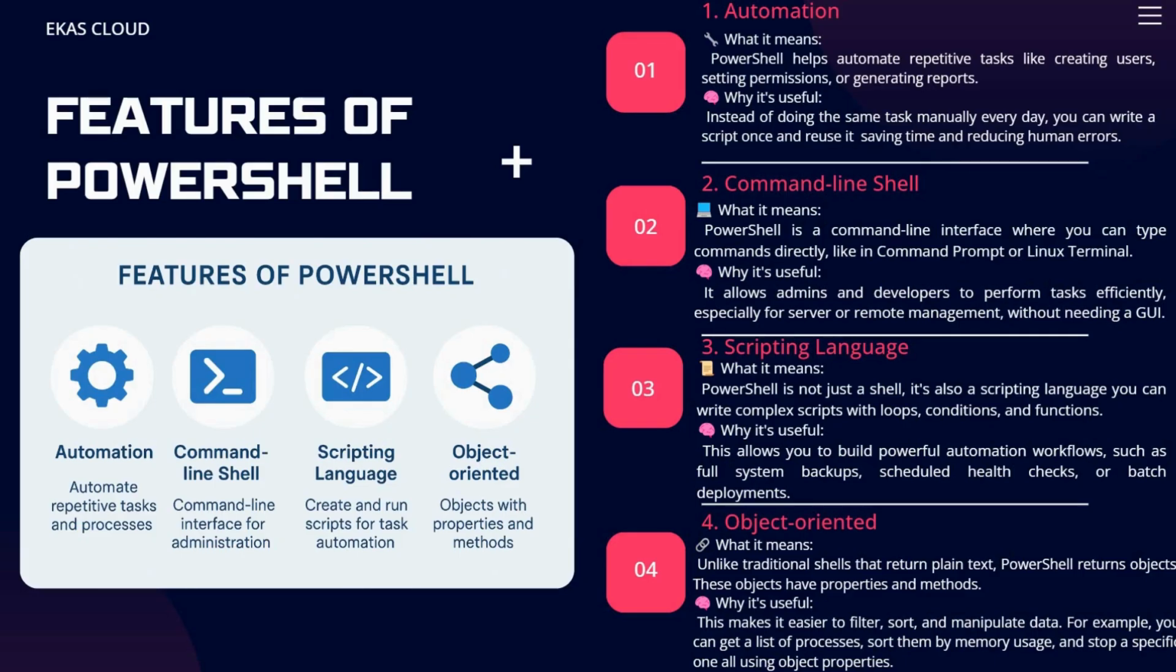The next feature is that it's object oriented. Most shells return plain text. PowerShell is smarter, it returns objects. For example, if I run a command to check processes, I don't just get names. I get detailed objects with memory, CPU usage, process IDs, etc. This lets you filter, sort, or act on data directly. For example, if I want to get all processes using more than 100 MB RAM and stop them, it can be done in just one or two lines. So that's how easy it is.